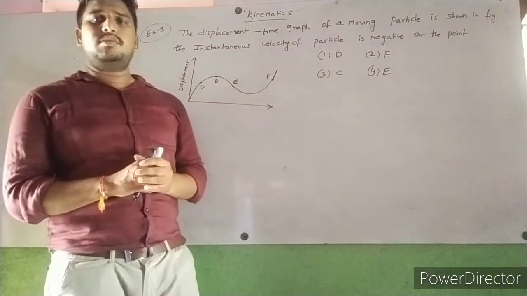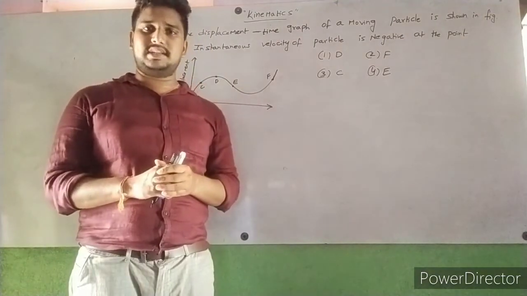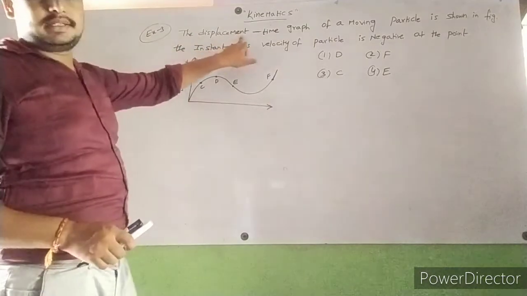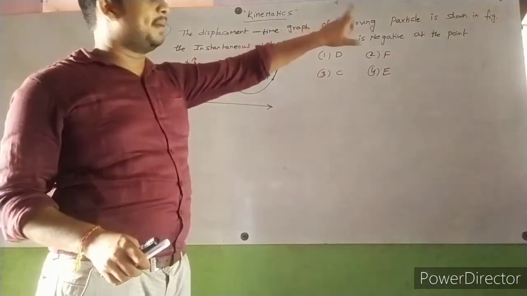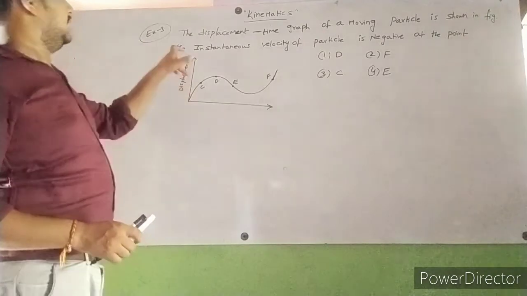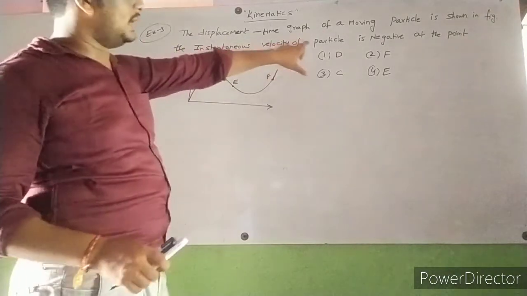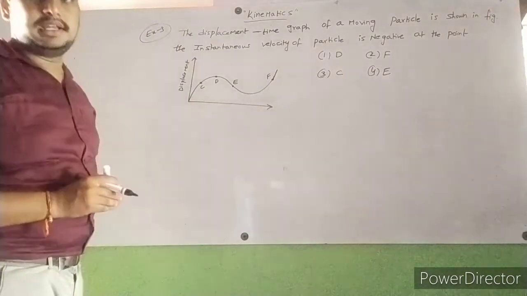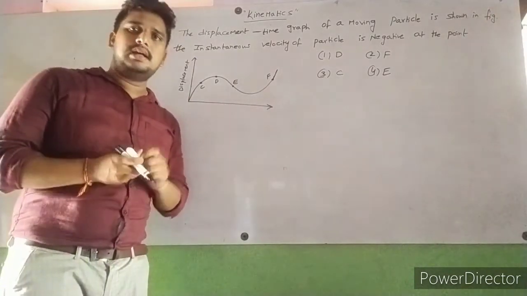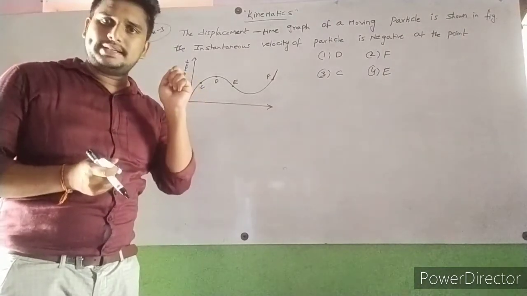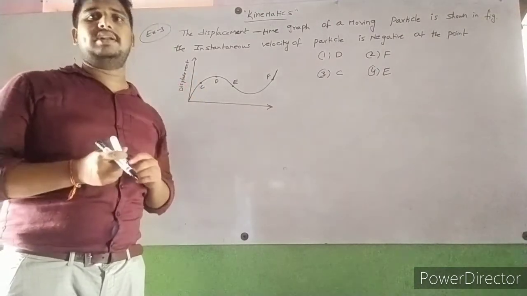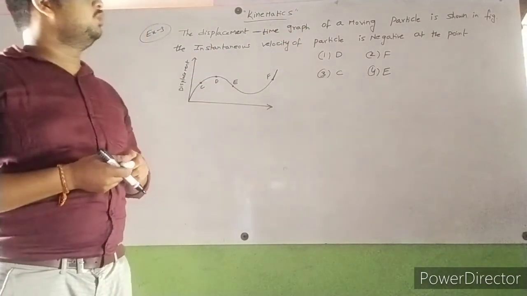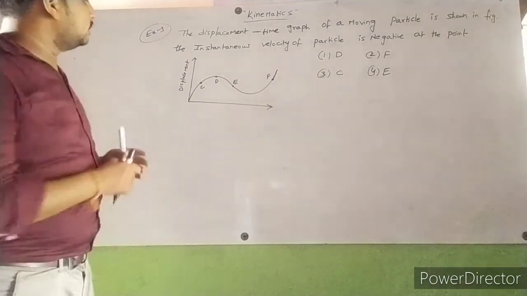To continue my lecture on numericals related to graphs, example 3, observe carefully. The displacement-time graph of a moving particle is shown in the figure. The instantaneous velocity of the particle is negative at which point? What is meant by instantaneous velocity? The velocity of a particle at a particular instant is called instantaneous velocity.